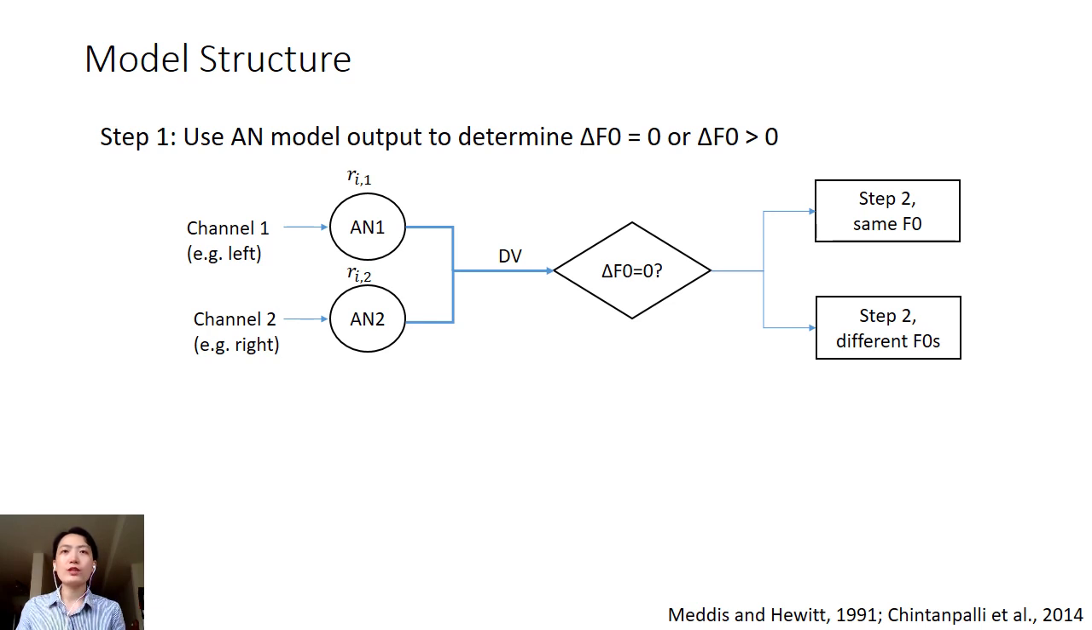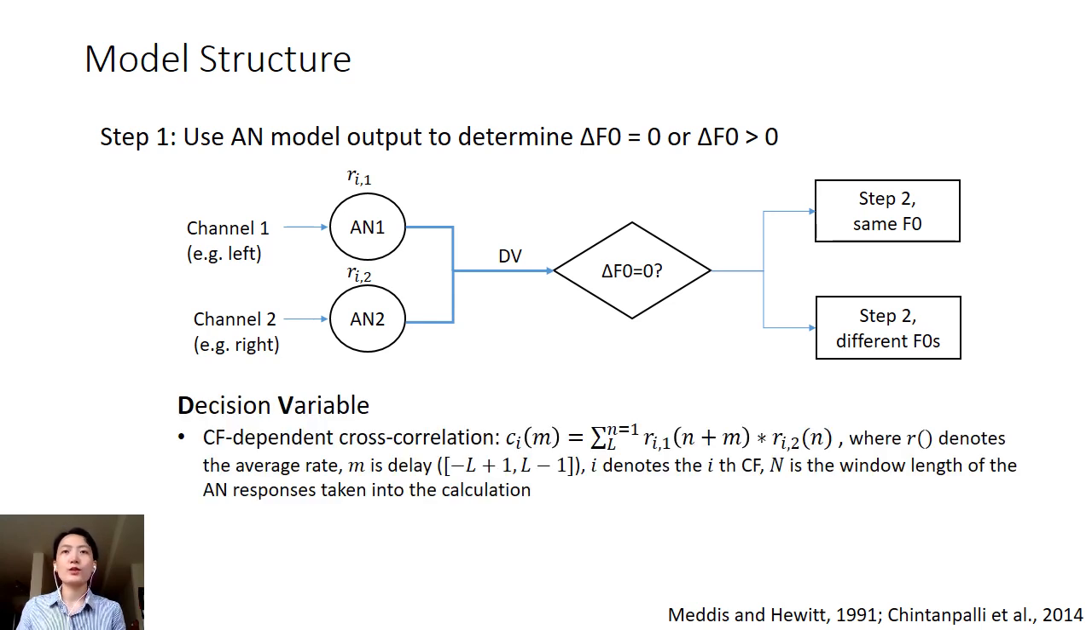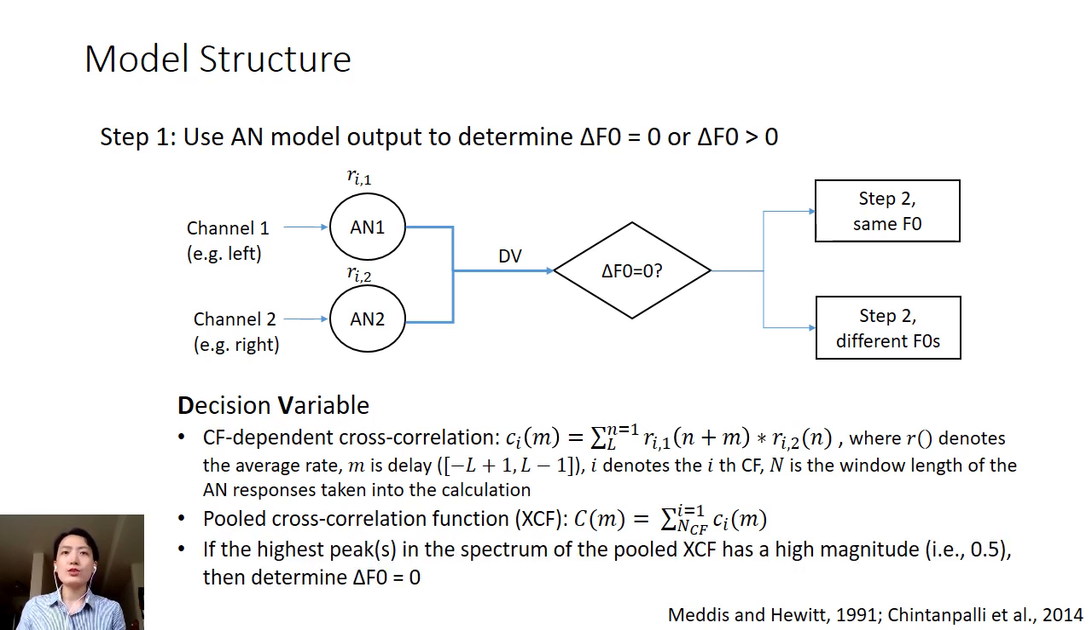The decision variable here is adapted from Chintanpalli et al., originally from Mattis and Hewitt. First, cross-correlations were calculated with AN model outputs of the two channels that have the same CF. Then, the cross-correlations were summed up across CFs to obtain the pooled cross-correlation function. If the magnitude of the highest peaks in the spectrum of the pooled cross-correlation function exceeded our criteria, then the F0s were determined to be the same. Otherwise, they were considered different. And they will be treated differently in step two.